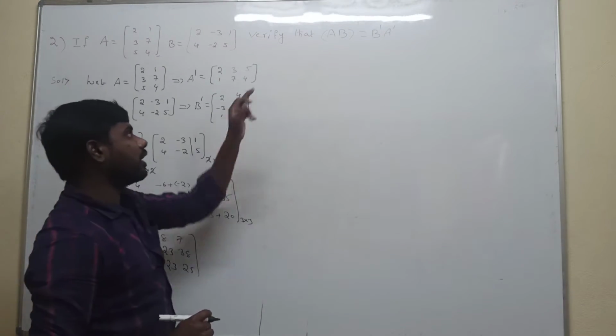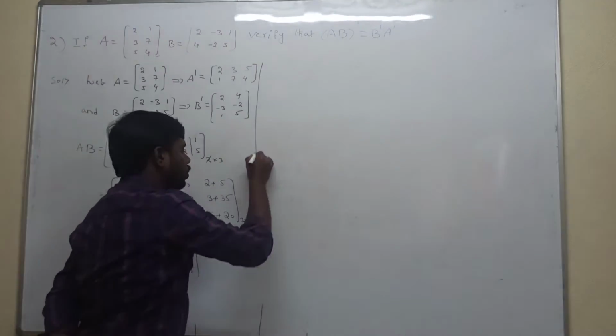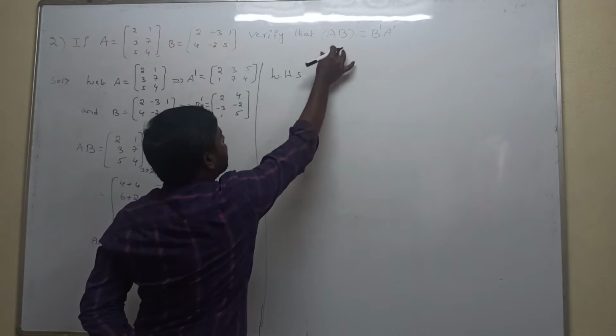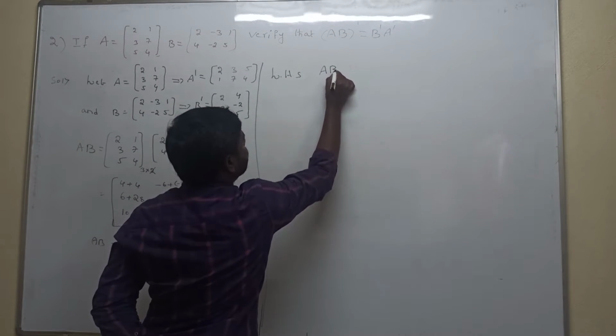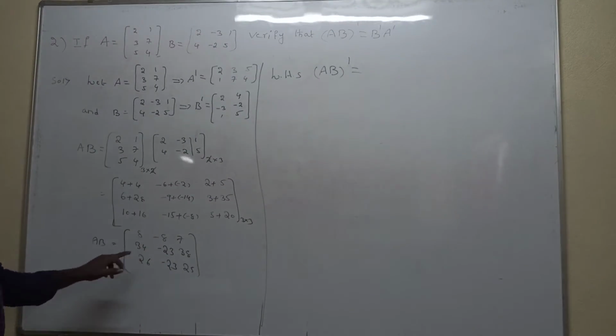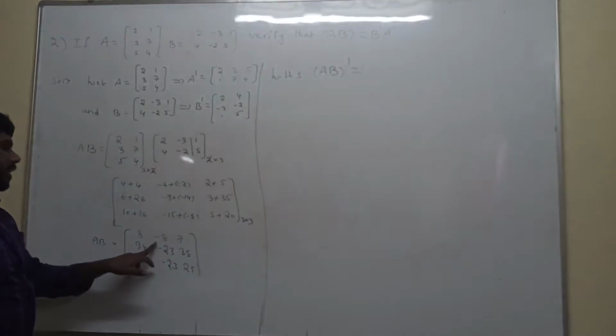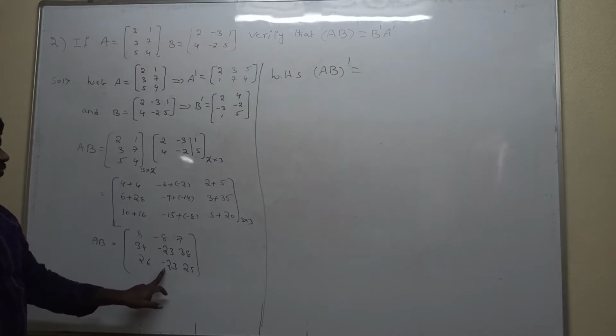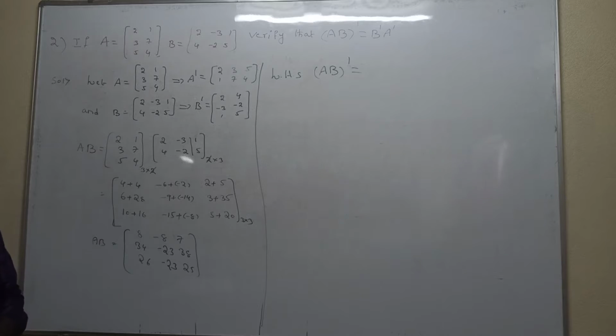After that, to calculate the left hand side, LHS. What is the LHS given? AB whole transpose. What is the AB matrix we are getting? The AB matrix is [8 -8 7; 34 -23 38; 26 -23 25]. For the transpose of the AB matrix, we interchange the rows and columns.